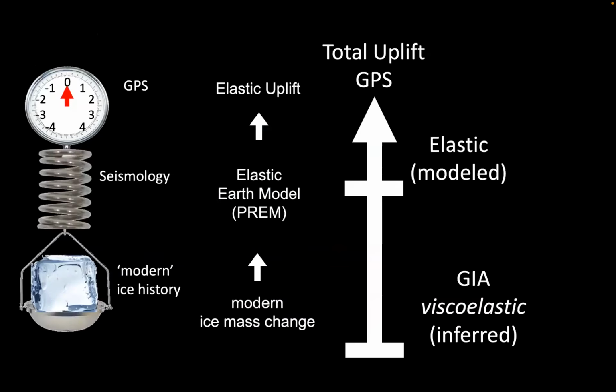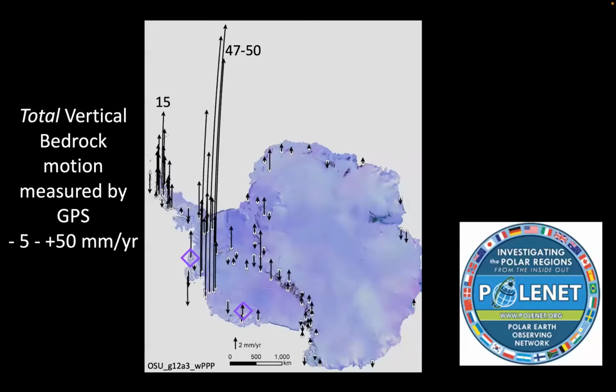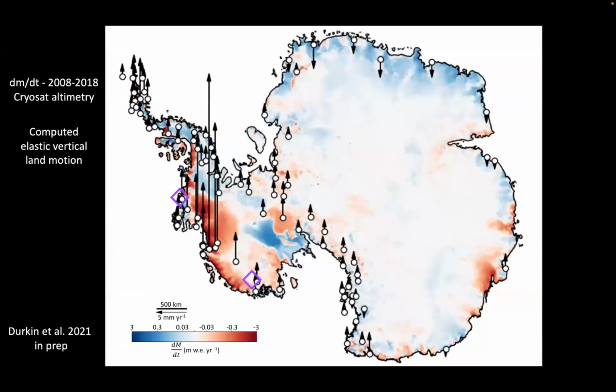And this can be supported with seismology, where basically we take the modern ice history, the elastic Earth model, and we can understand what the elastic uplift is. And so here's a map of all the GPS stations around Antarctica and the PoleNet network. And this is the total vertical bedrock motion. We can see a lot of action over in the Amundsen Sea embayment, where we're seeing a lot of ice mass change. And as I mentioned, we're going to need to remove that more modern elastic component due to the modern ice mass changes.